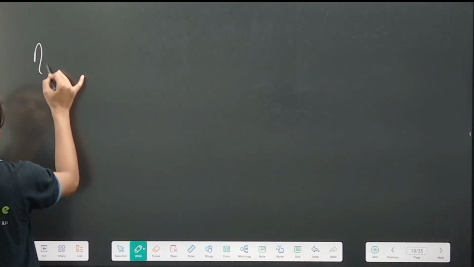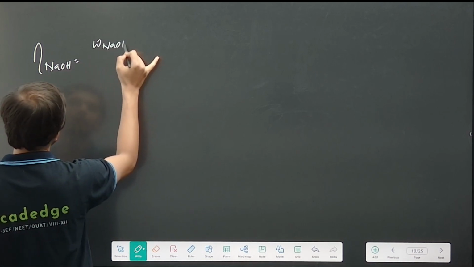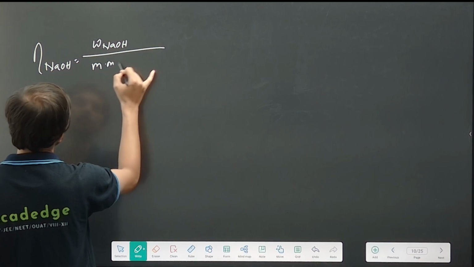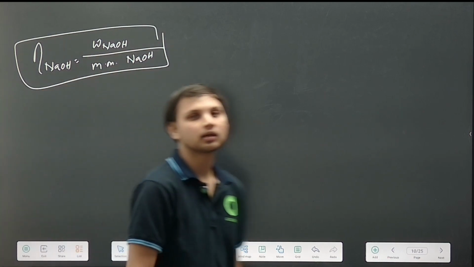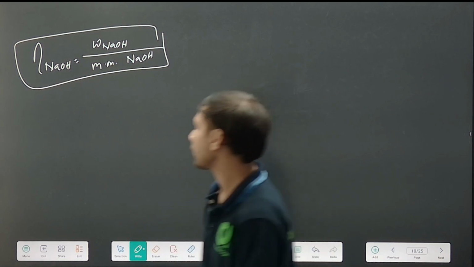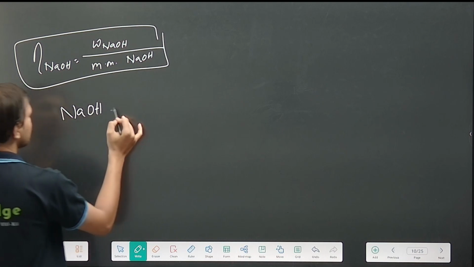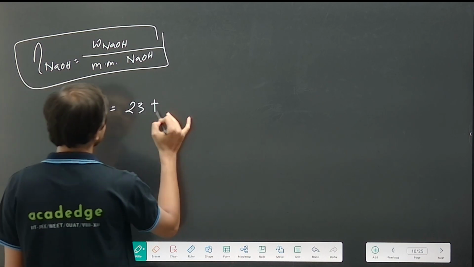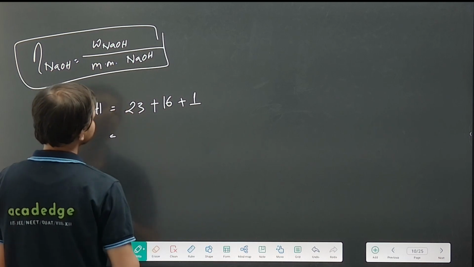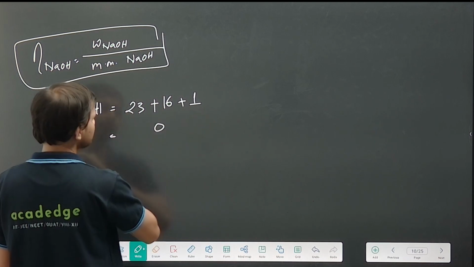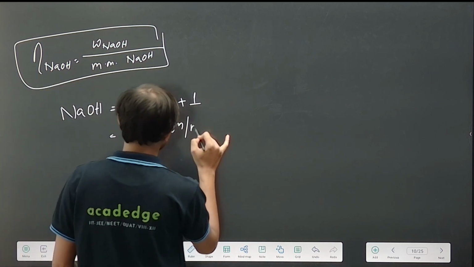To find the number of moles of sodium hydroxide, I can use the weight of sodium hydroxide divided by the molar mass of sodium hydroxide. I know this formula, so I can easily find the number of moles. For NaOH, what is the molar mass? Sodium is 23, oxygen is 16, plus 1 for hydrogen. So it is approximately 40 gram per mole.